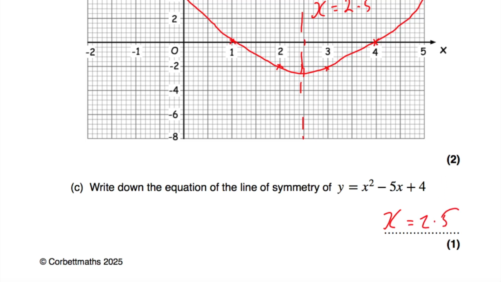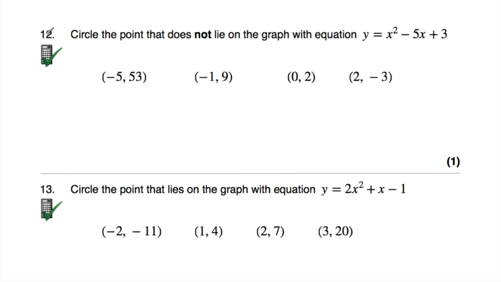Okay, let's have a look at our next question, question number 12. We've been asked to circle the point that does not lie on the graph with equation y equals x squared minus 5x plus 3.